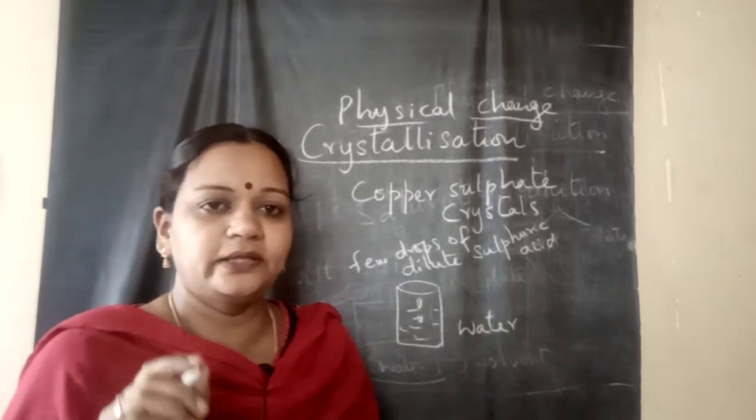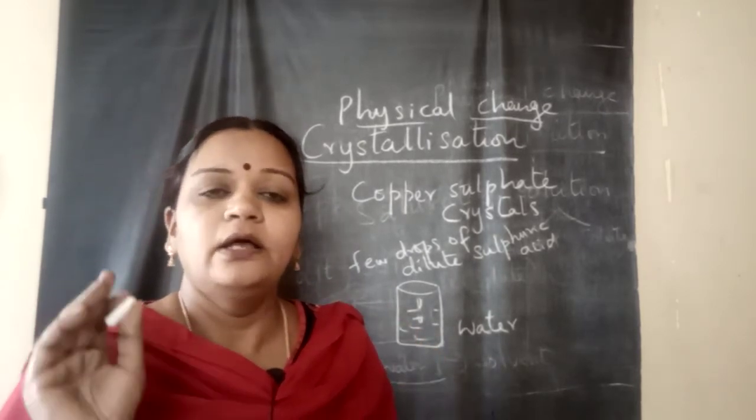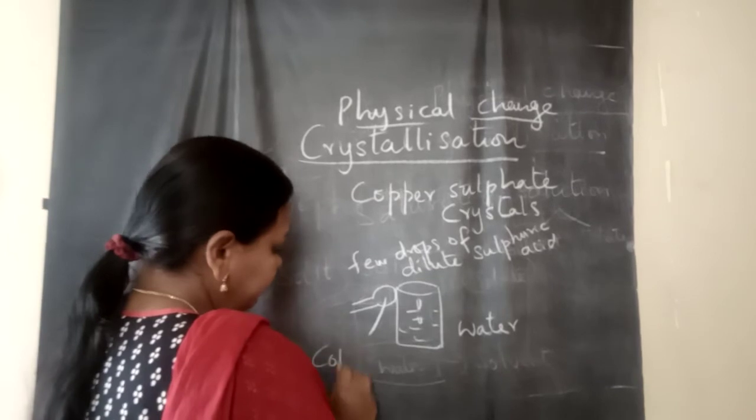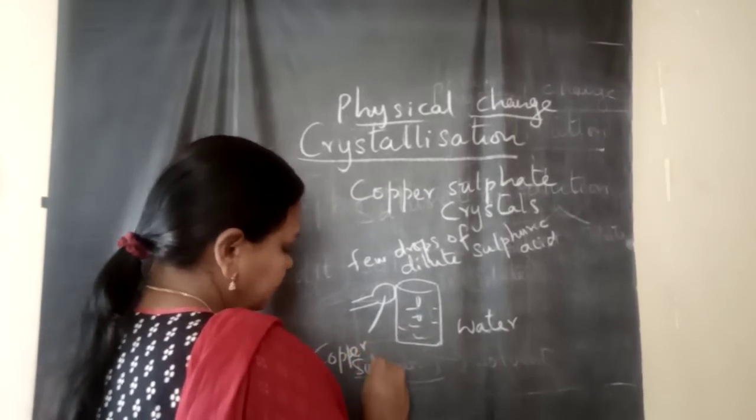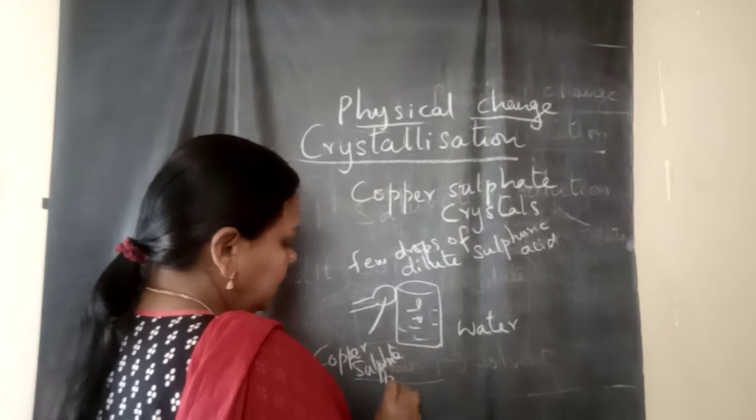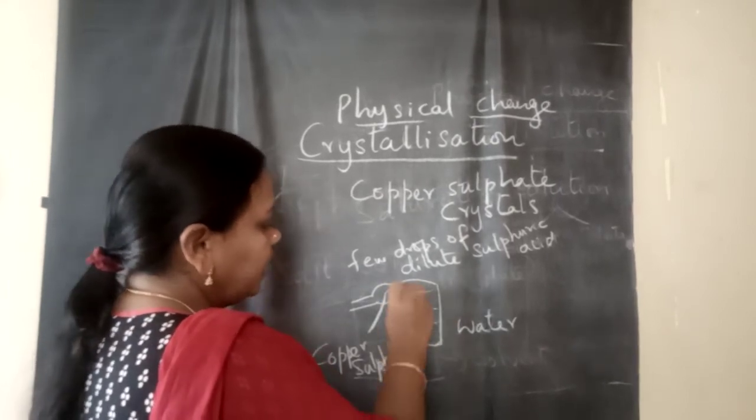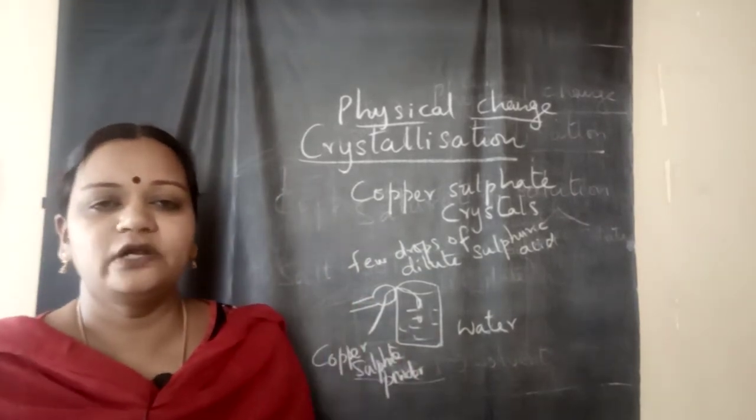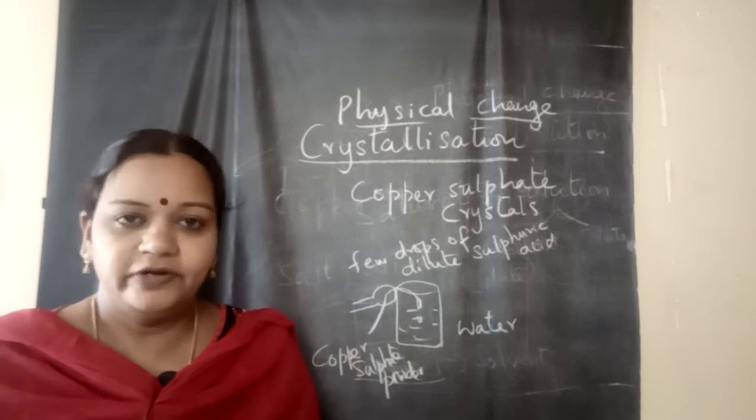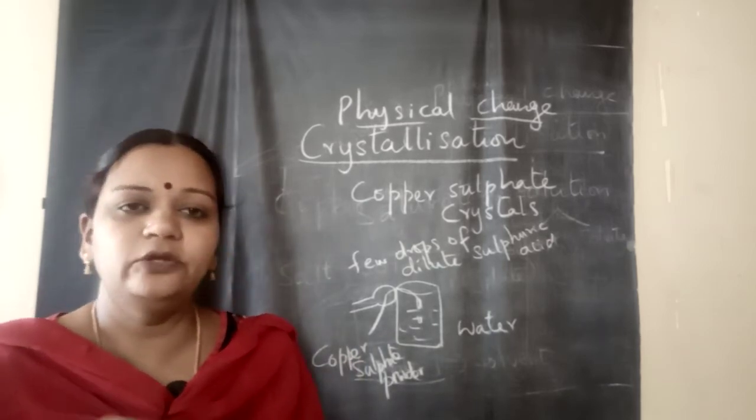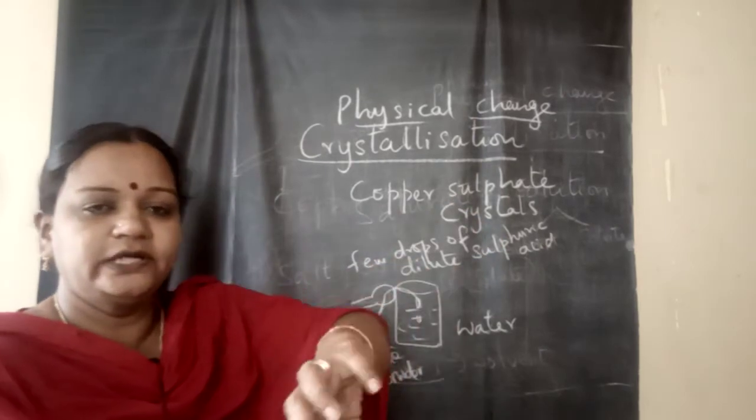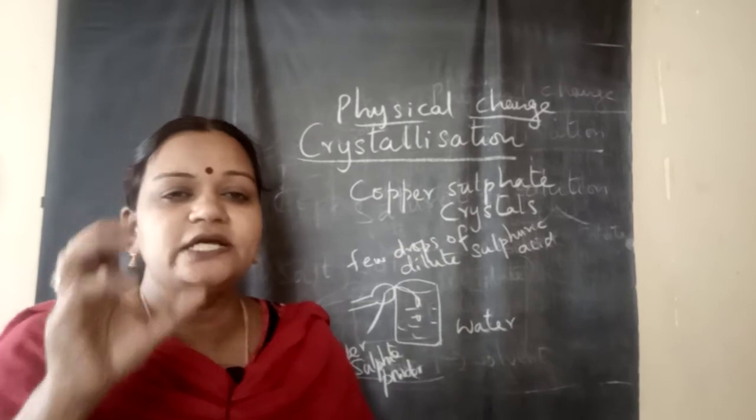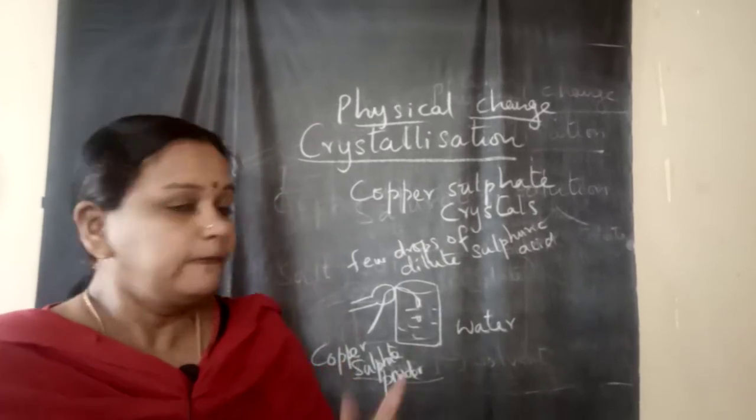Then you prepare the copper sulfate solution. At one point you will keep on adding the copper sulfate powder, and you will be stirring. And at one point the saturated copper sulfate solution will be ready. You filter it into another beaker, and you leave it for cooling. You will see the crystals, just as shown in the image. You can see crystals of copper sulfate will be produced.